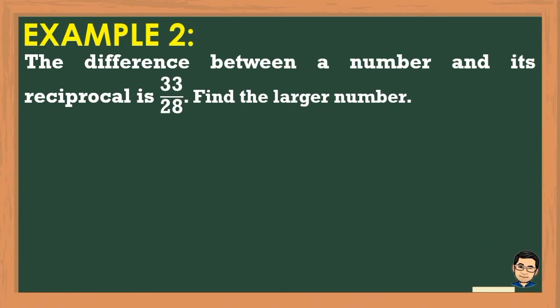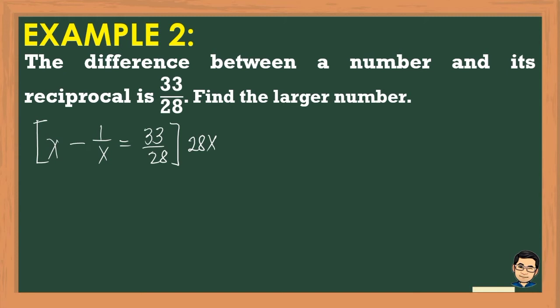So let's have problem number 2. The difference between a number and its reciprocal is 33 over 28. Find the larger number. So, difference ang pinag-uusapan natin. So, magiging x minus 1 over x is equal to 33 over 28. Now, we multiply the LCD, which is 28x, to the whole equation to eliminate the denominators.